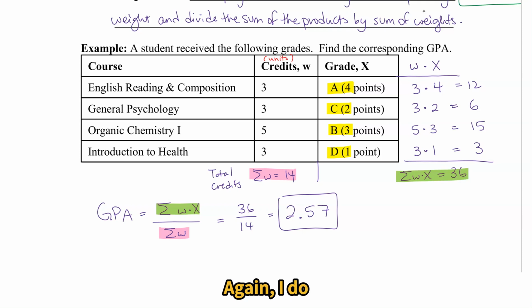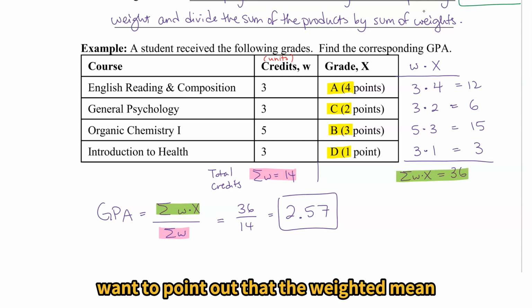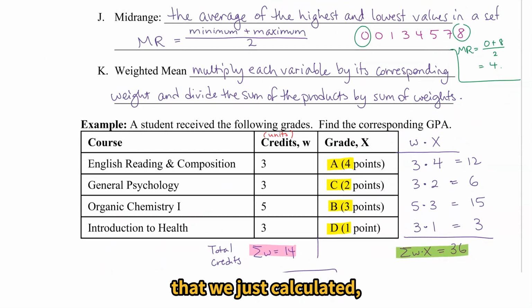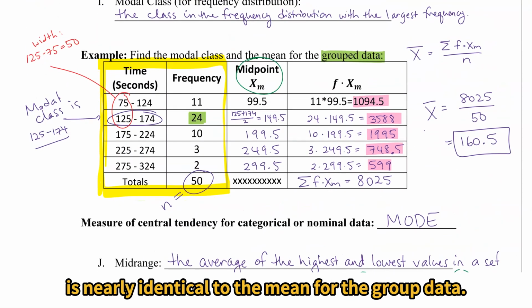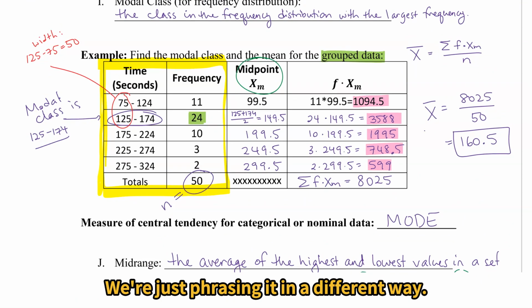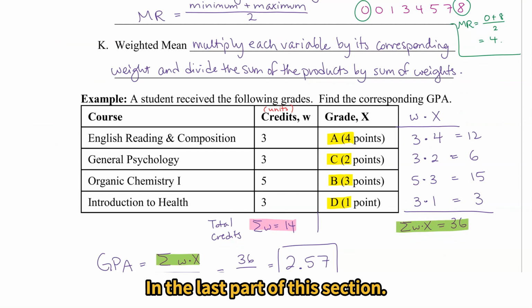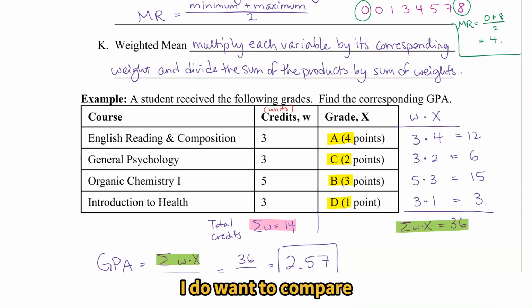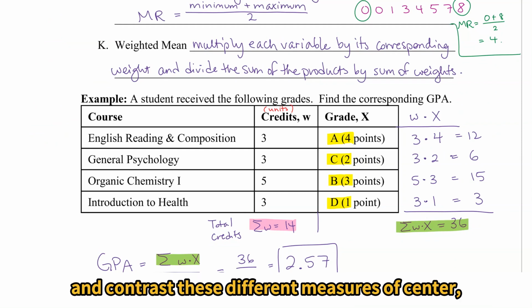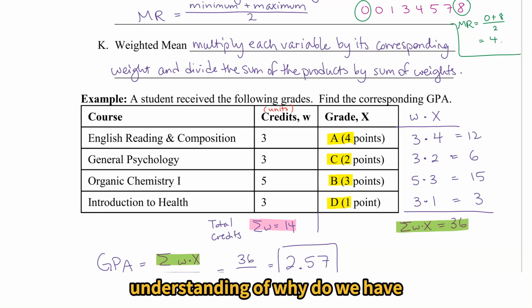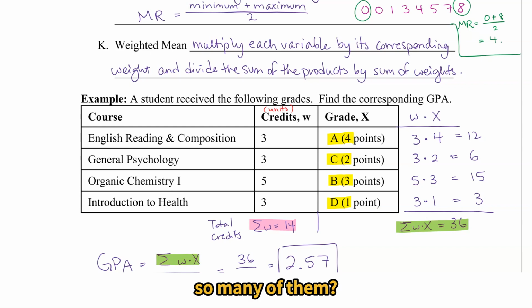Very nice. Again, I do want to point out that the weighted mean that we just calculated is nearly identical to the mean for the group data. We're just phrasing it in a different way. In the last part of this section, I do want to compare and contrast these different measures of center so that we can get a better understanding of why we have so many of them, what they are good for, and when we would use them. So we'll flesh all that out in the next part of our lesson.